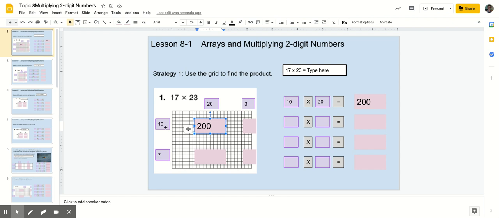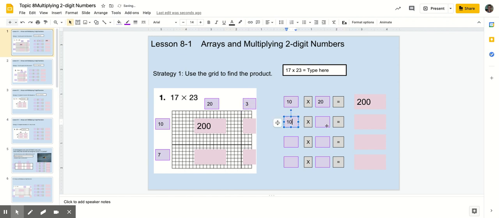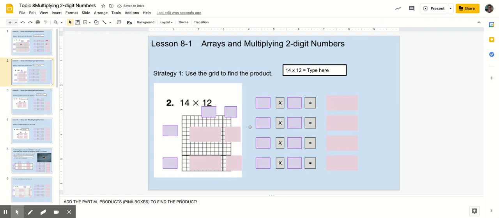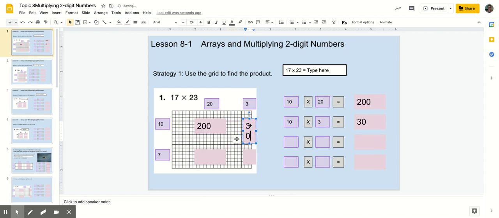The next one that I'm going to do is 10 times 3 because I have my 10 over here and I'm multiplying by my 3. Okay, so I'm going to do 10 times 3, and 10 times 3 is 30. All right, so I'm going to plug in my 30 over here. Just make that a little bigger.